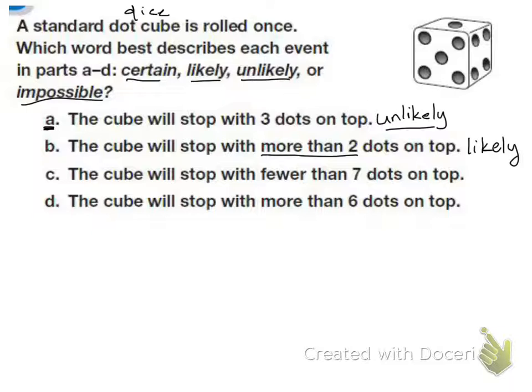On C, it says the cube will stop with fewer than 7 dots on top. Okay, this is certain. A dice only has up to 6 dots, and that's not how you spell certain. A-I-N. There we go. Okay, so it has to land on a side with fewer than 7 dots. And then D, it says the cube will stop with more than 6 dots on top. Okay, this is impossible because none of our sides have more than 6 dots.